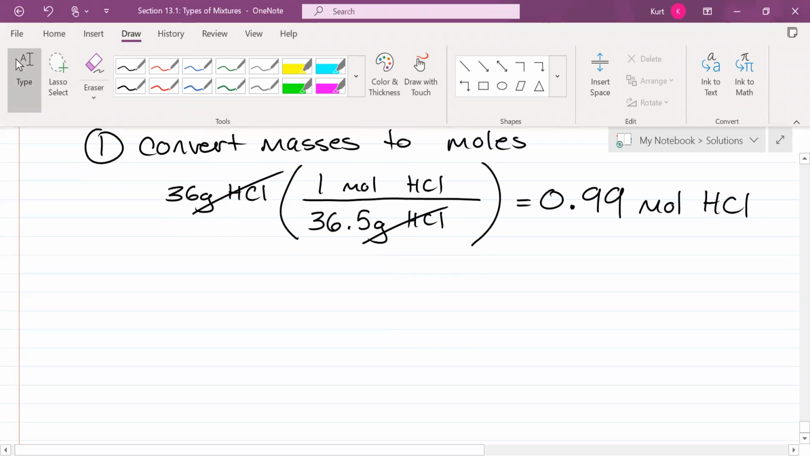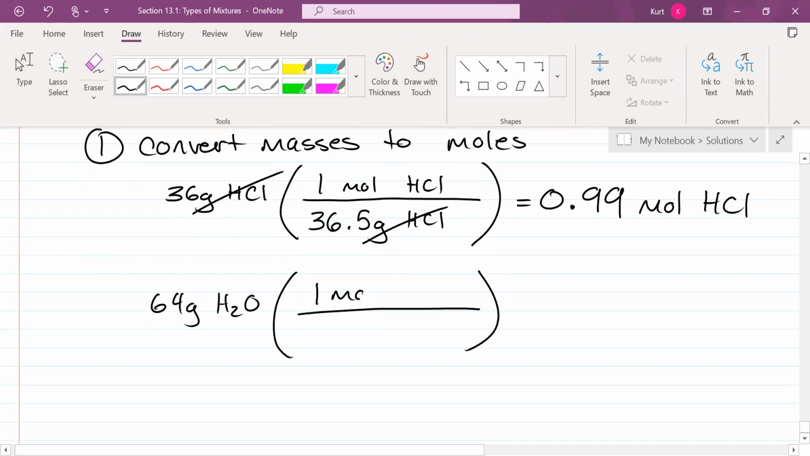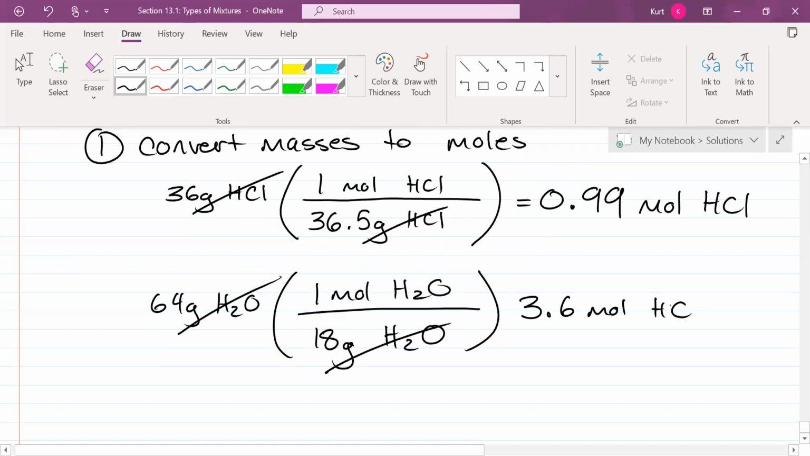Okay. And now let's do the 64 grams of water. I've asked you to just memorize this molar mass because you use it so much. Do you remember what the molar mass of water is? 18. Just memorize that. 64 divided by 18. Looks like we have 3.6 moles of H2O. Okay, and there you go.